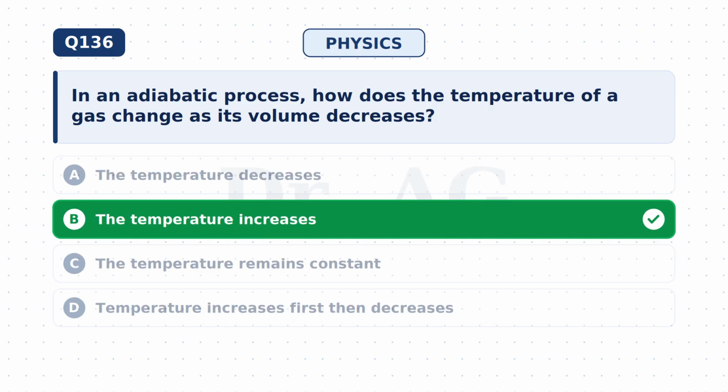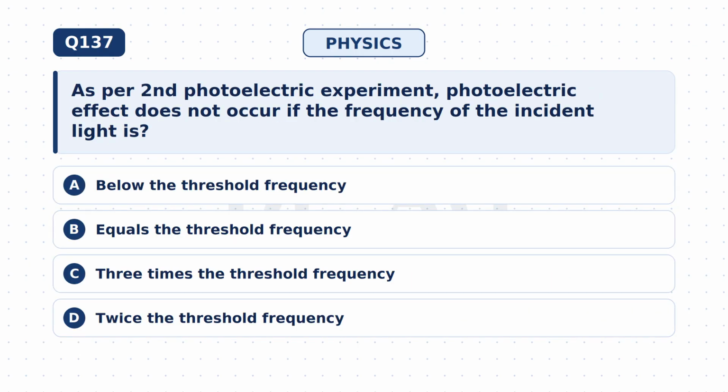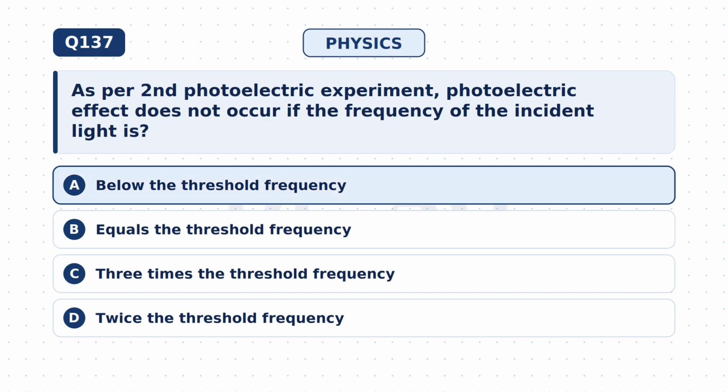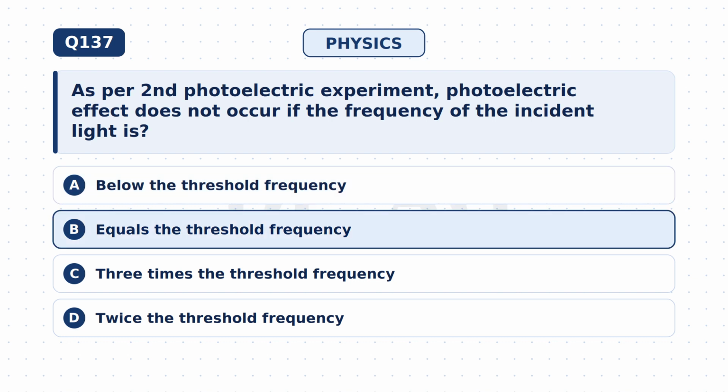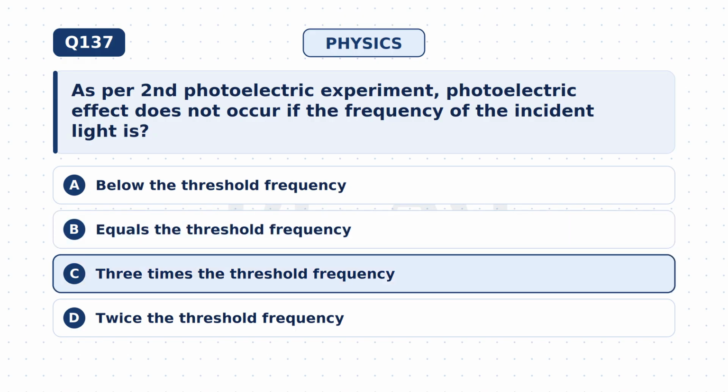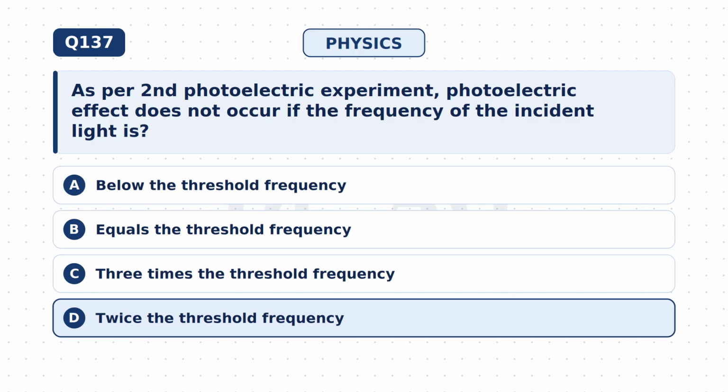The correct answer is B, the temperature increases. Question 137. As per the photoelectric experiment, the photoelectric effect does not occur if the frequency of the incident light is Option A, below the threshold frequency. Option B, equals the threshold frequency. Option C, 3 times the threshold frequency. Option D, twice the threshold frequency.